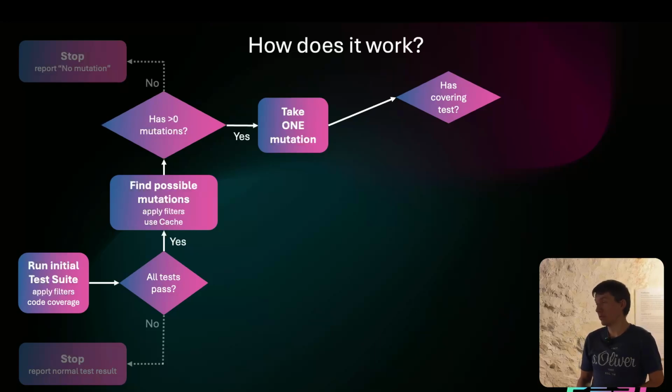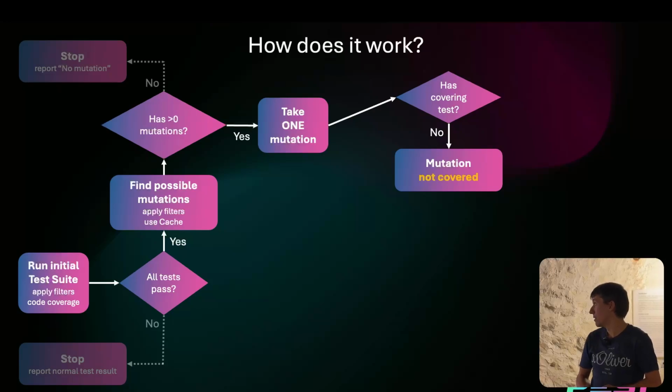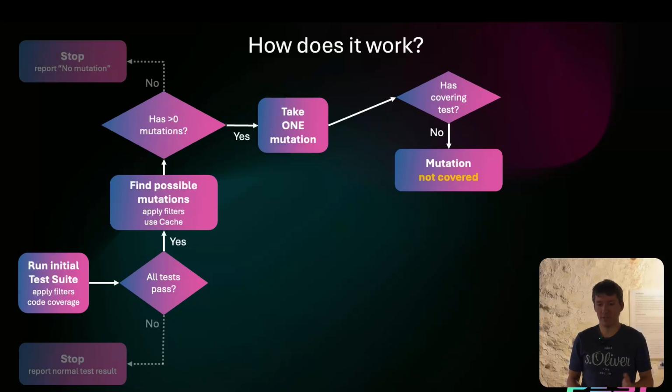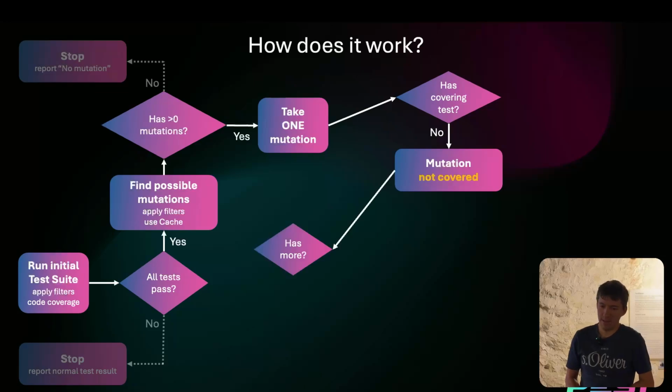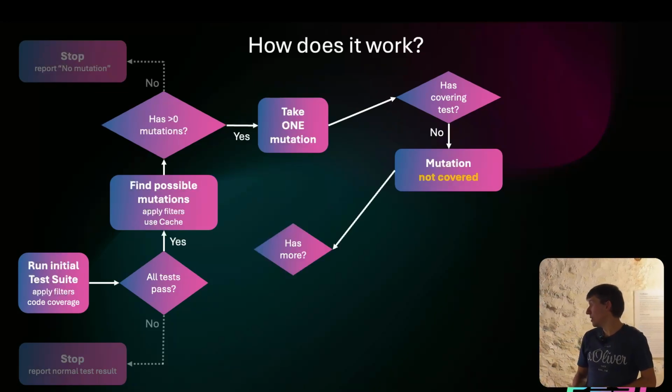Then it looks into the code coverage report, checks if there is a test that covered or hit the line or lines that were mutated. So for example, removing the early return statement, it checks which tests came to hit exactly this line, and then it only executes those tests. If it cannot find any tests covering the line mutated, it immediately stops there for this mutation and marks it as not covered. Then it checks if there are more mutations, and if so, it takes the next one.